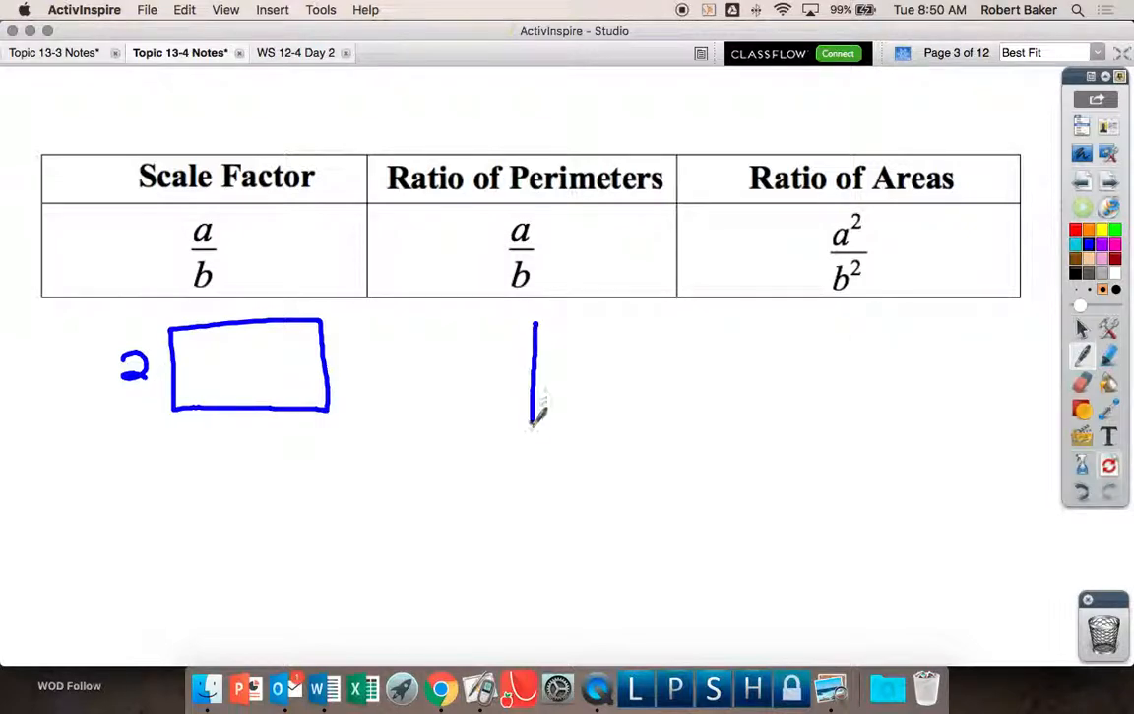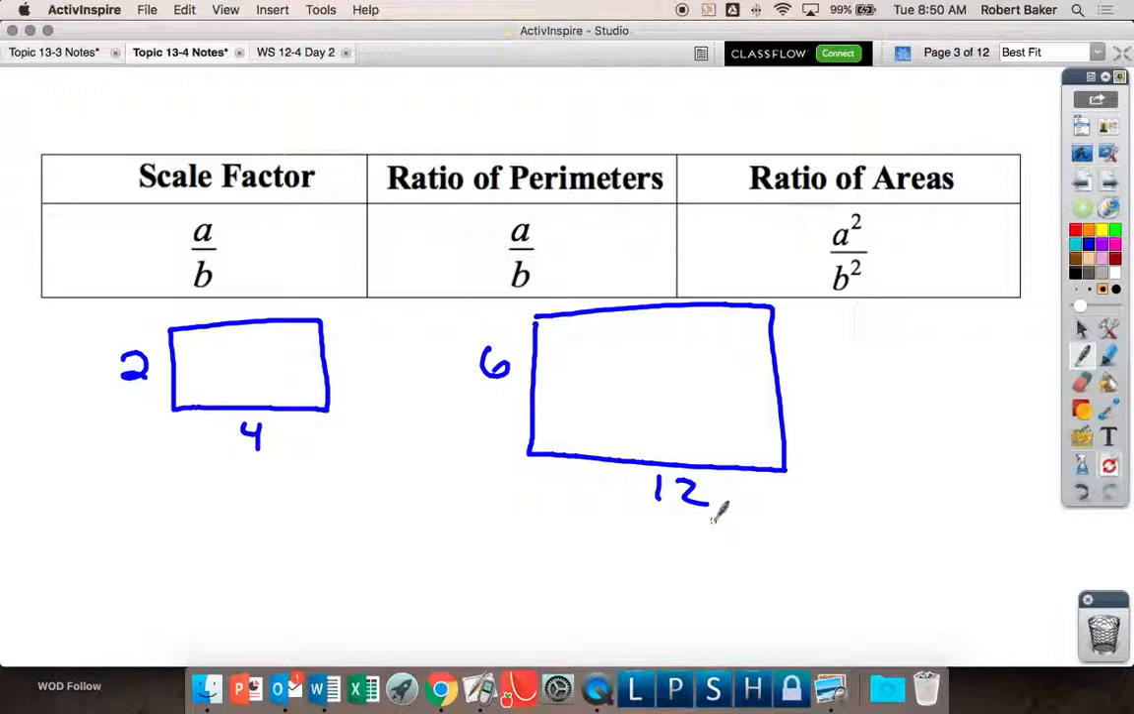2 and 6. And we'll make this a 4 and a 12. Alright, so you can use any number you want to identify a scale factor. And it doesn't really matter which way you go as long as you keep it consistent. So you can do small shape over big shape or big shape over small shape.